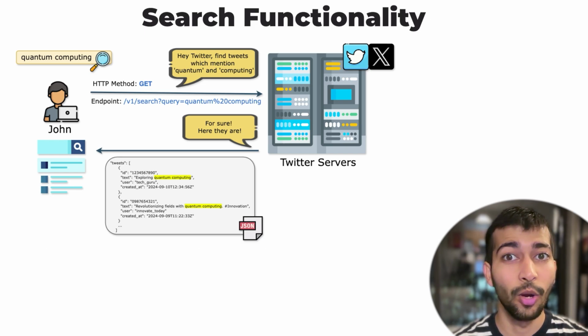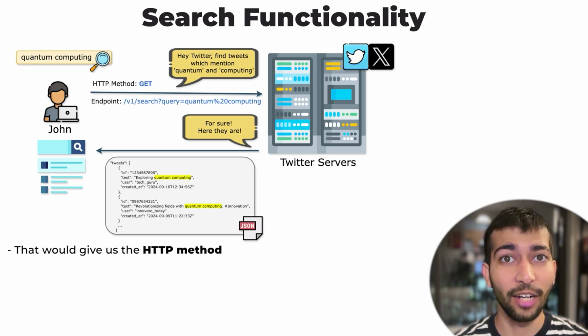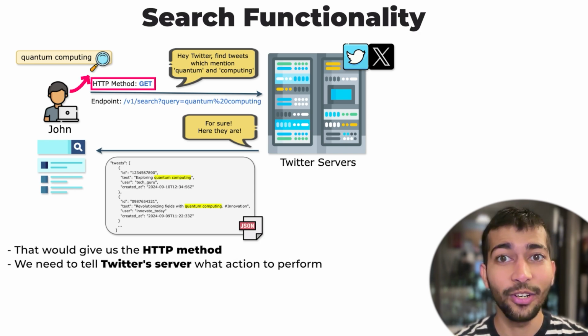First, we need to ask what's the action here. That would give us the HTTP method. So when John hits search, we need to tell Twitter's server what action to perform.